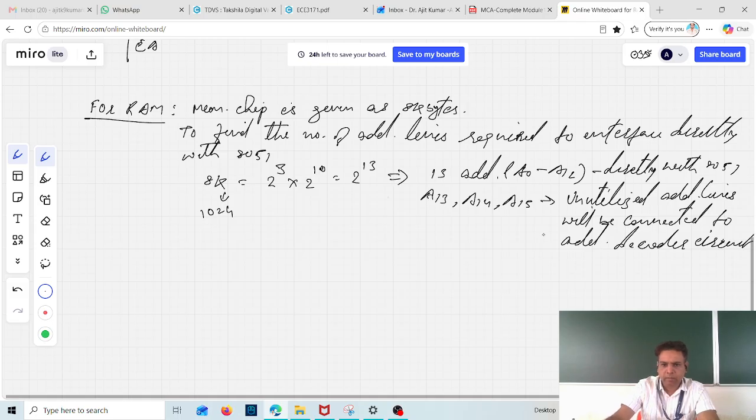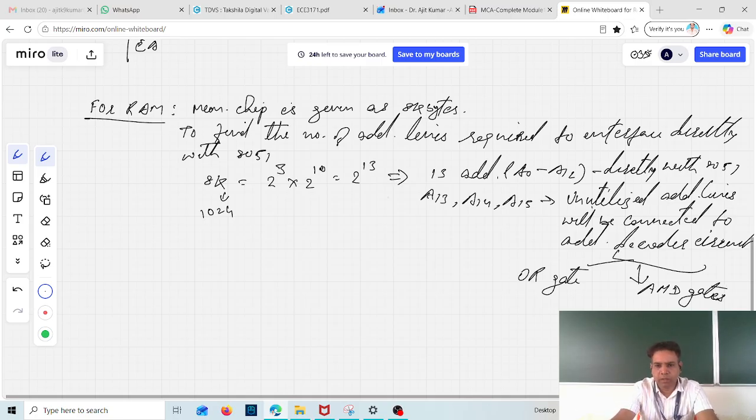That address decoder circuit you can design in any way, either using an OR gate, an AND gate, or a NAND gate. We can use any gate. However, the logic is that the output of this OR gate should be 0, so that 0 is received by the chip select input of your RAM, so that the RAM is enabled.